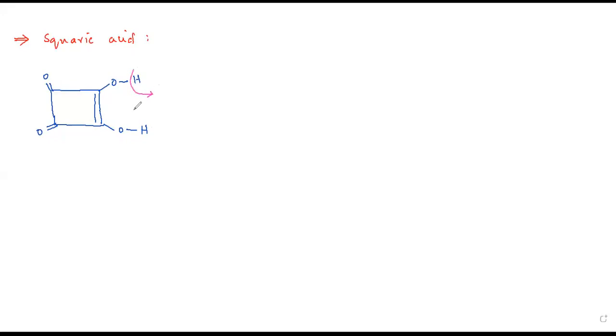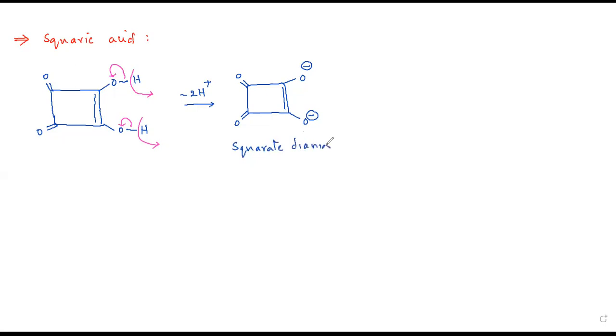Now, when this is lost, similarly, when this is lost, okay. See, when these two protons are lost, this is what we get, right? Now, we can call this squarate dianion.